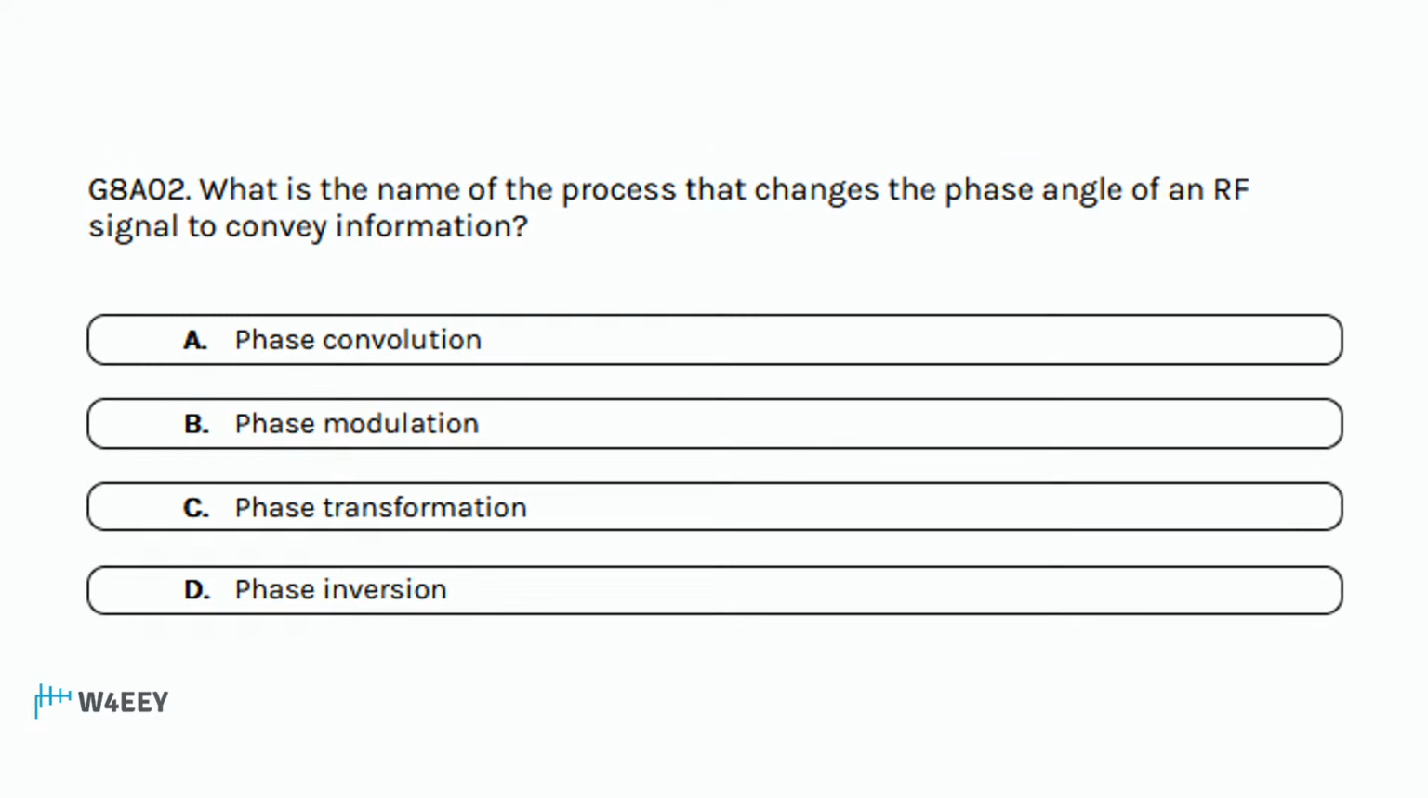So what is the name of the process that changes the phase angle of an RF signal to convey information? What do you think? Bravo. Not Alpha, Bravo. It is Bravo. Phase modulation. Modulation is adding information to a radio frequency carrier.